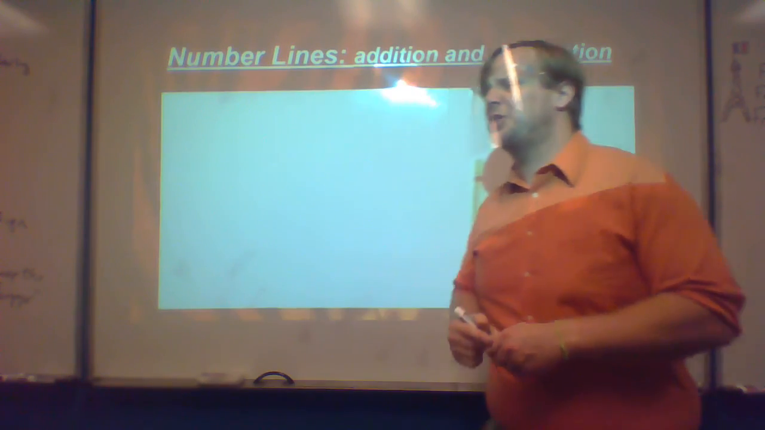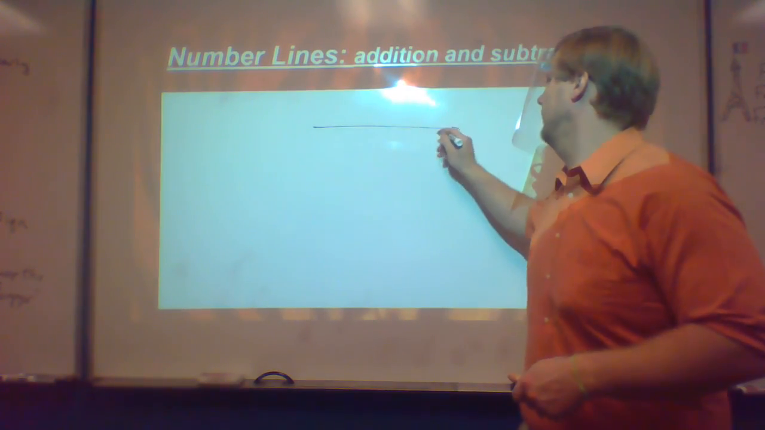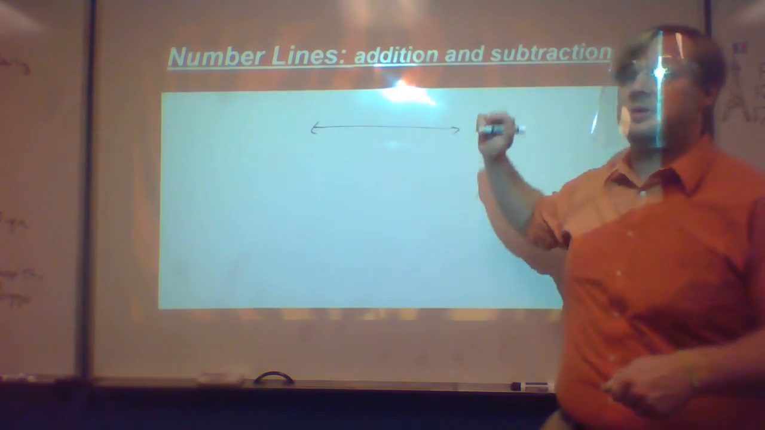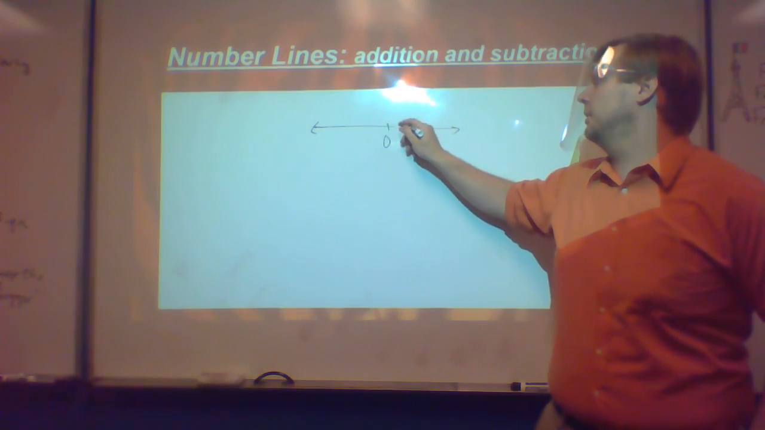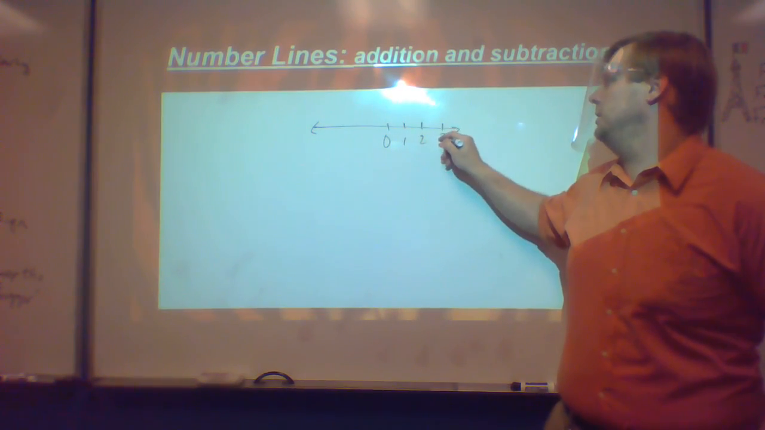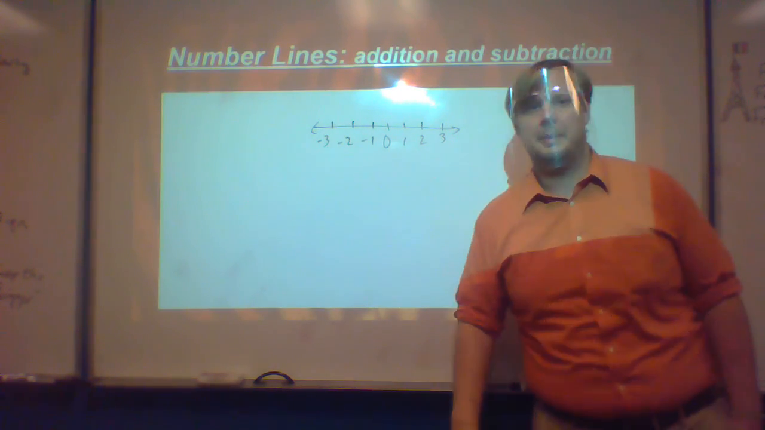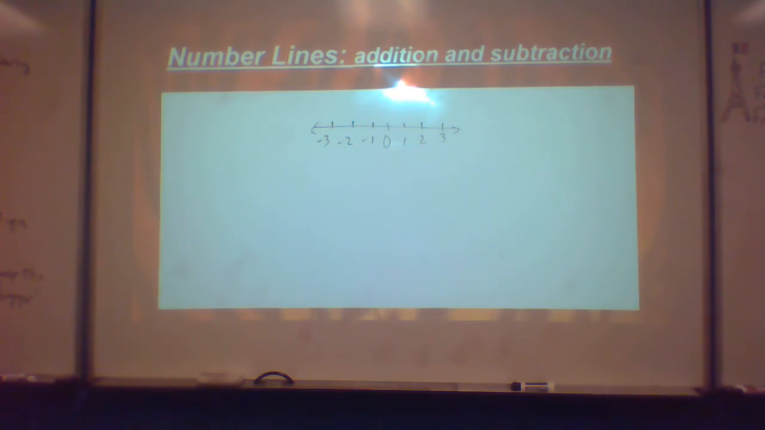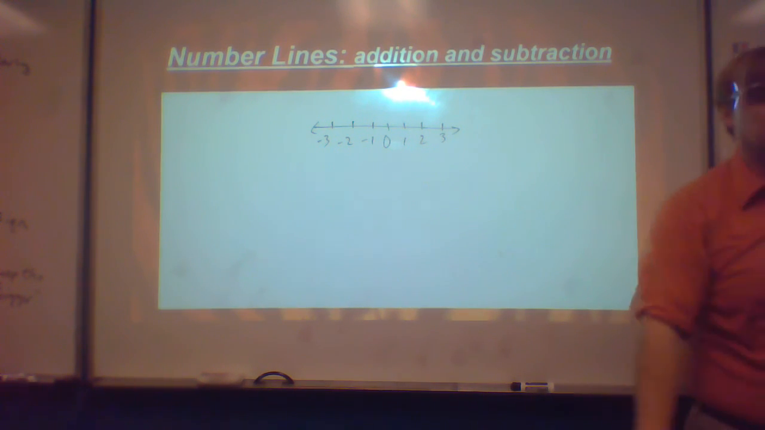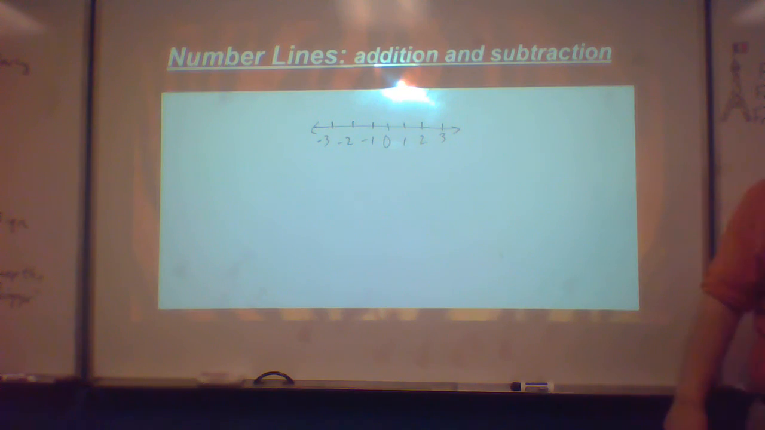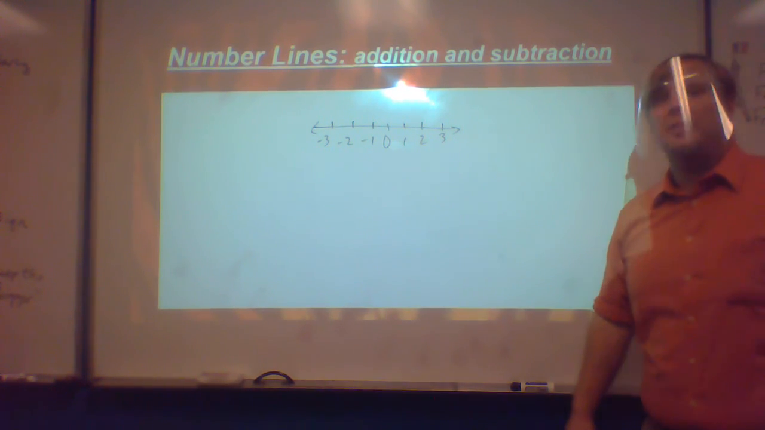Draw another number line, but shorter. Let's make it one more. It's still under the same topic. But let's start at 0. Let's go 1, 2, 3, -1, -2, -3. I'm going to make this easy. Okay. Then there's another type of problem.